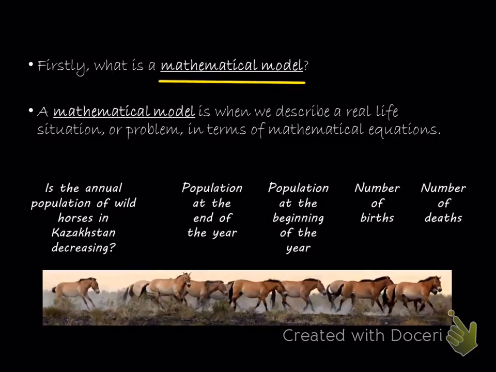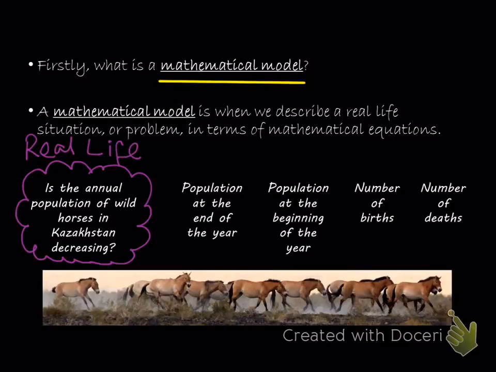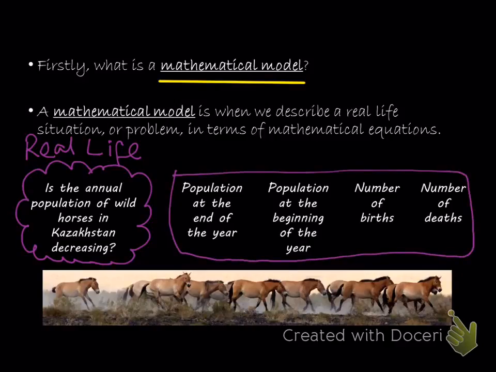So for example, a real-life question is: is the annual population of wild horses in Kazakhstan decreasing? And this would be useful for us to know. We can create a mathematical equation for this. For example, the population at the end of the year equals the population at the beginning of the year plus number of births minus number of deaths. And this is called the mathematical model.